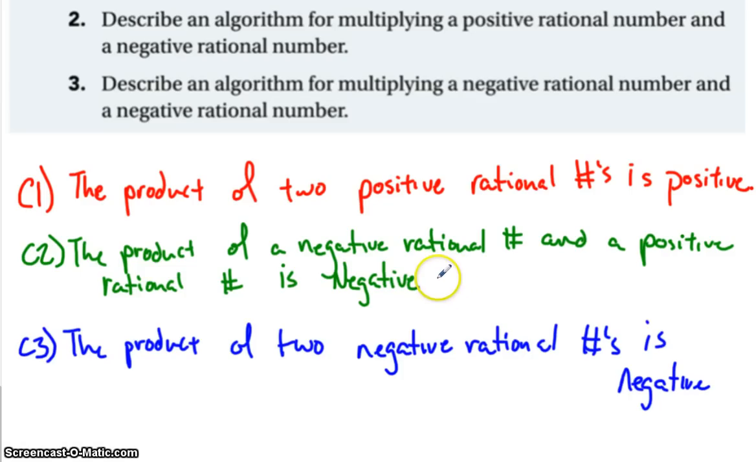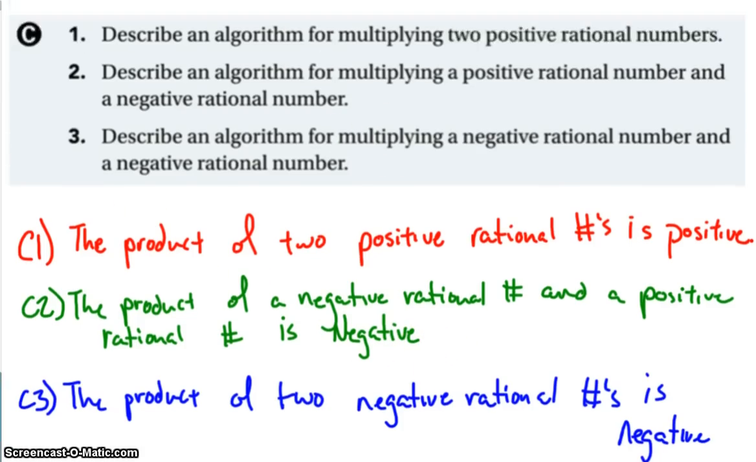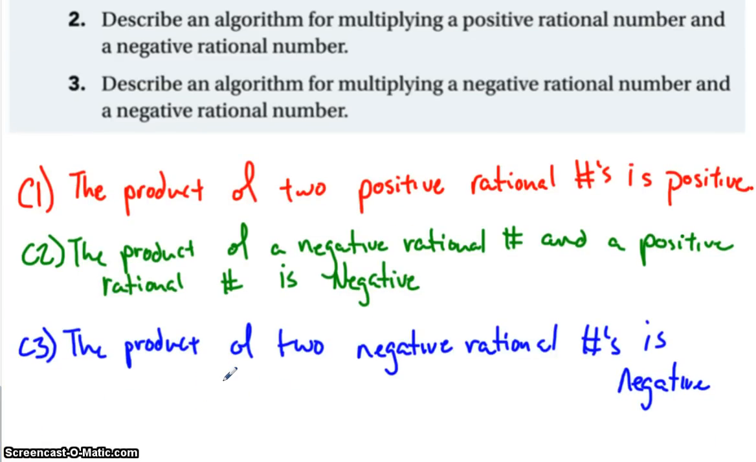All right, so now that we have this down, and it kind of restates what we did yesterday, we should be able to multiply any set of numbers together and then be able to find the sign of our answer. That's usually the most confusing part when dealing with integer multiplication.